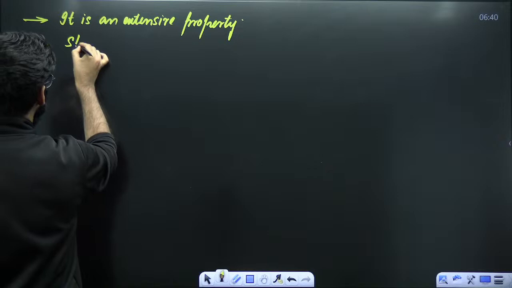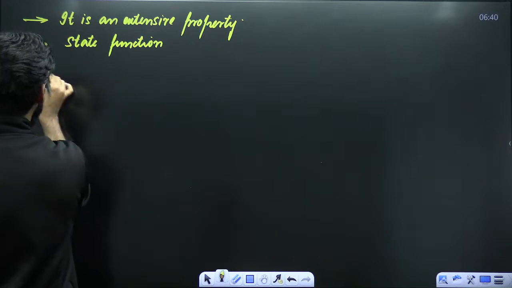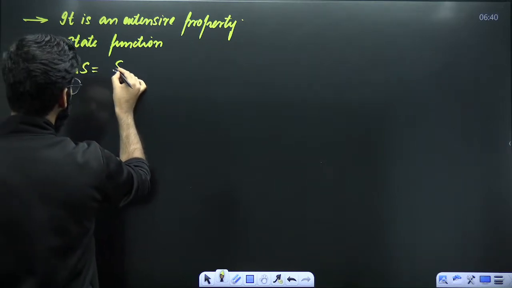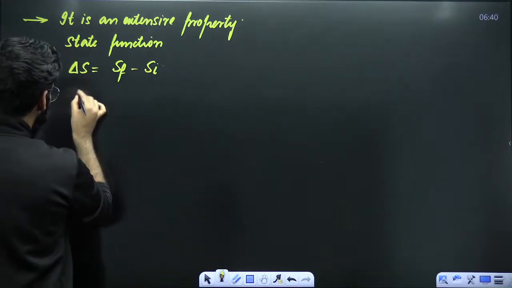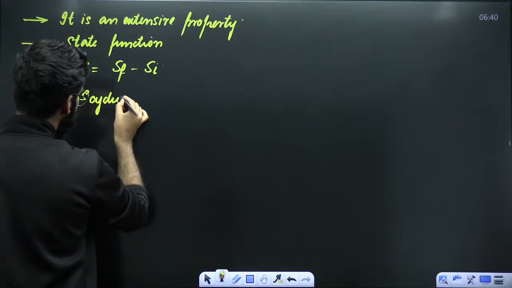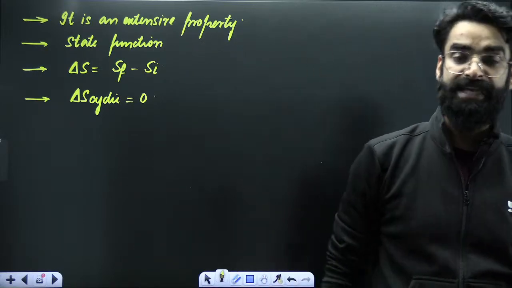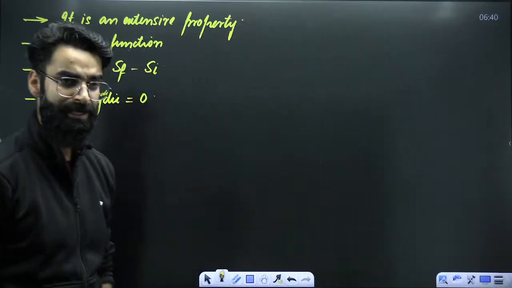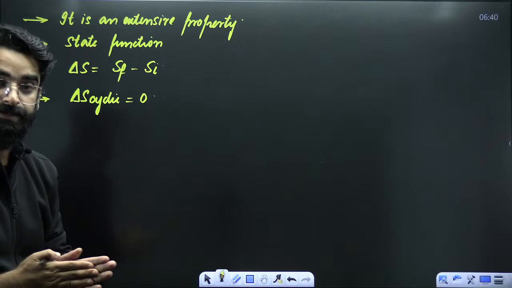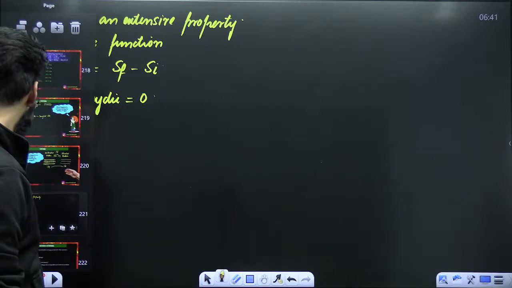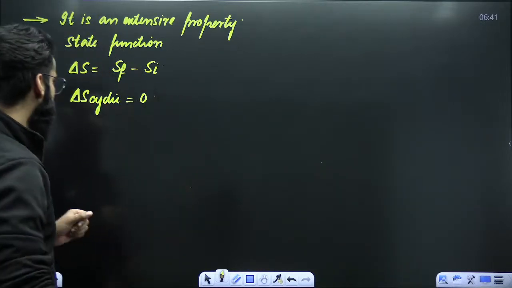Now it is a state function as well. Entropy is a state function. So if you need to calculate the change in entropy, how do you calculate it? Final entropy of the system minus initial entropy of the system. For any cyclic process, delta S has to be 0 because entropy is a state function. The change in the value of a state function for a cyclic process always has to be 0. So delta S for the cyclic process will always be 0. I hope this is clear to you, right? Is it clear till here?